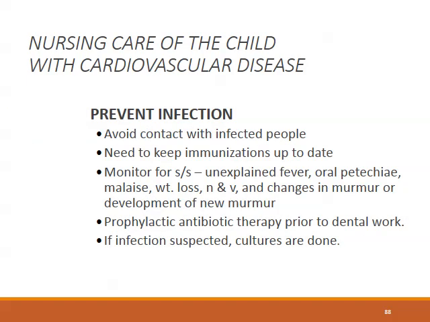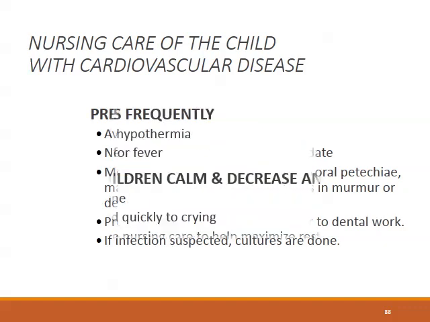You also want to prevent infection, so you're going to avoid contact with any infected people. They need to keep immunizations up to date. You're also going to monitor for signs and symptoms: unexplained fever, oral petechiae, malaise, weight loss, nausea and vomiting, changes of the murmur, or development of a new murmur. Also, these patients are going to have prophylactic antibiotic therapy prior to dental work, and if infection is suspected, cultures are to be done immediately.